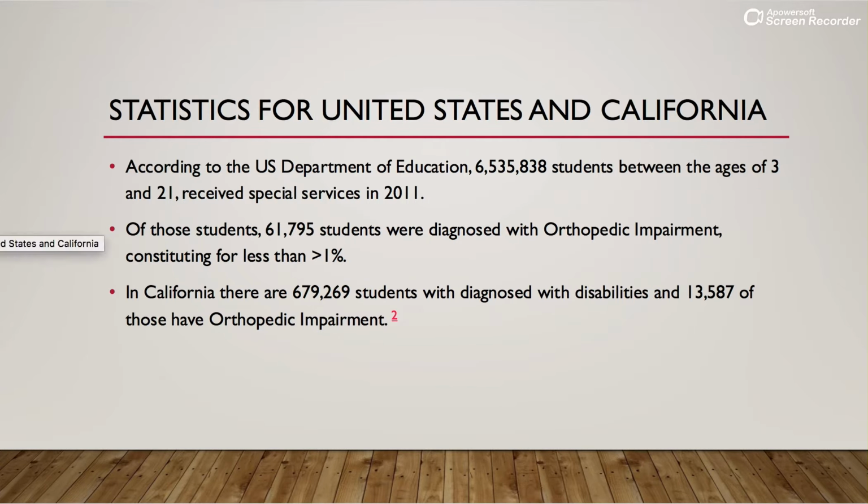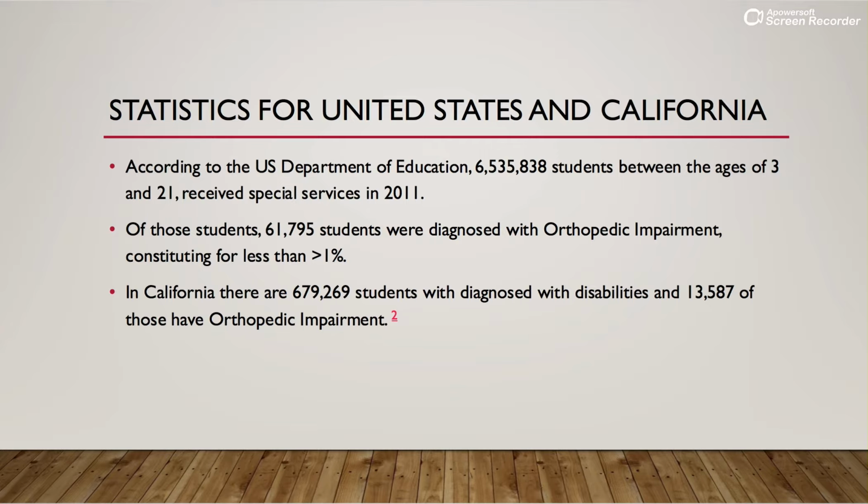Now, as far as statistics for the United States and California, according to the U.S. Department of Education, 6,535,830 students between the ages of 3 and 21 received special services in 2011. Of those students, 61,795 students were diagnosed with orthopedic impairment, constituting less than 1% of that population.